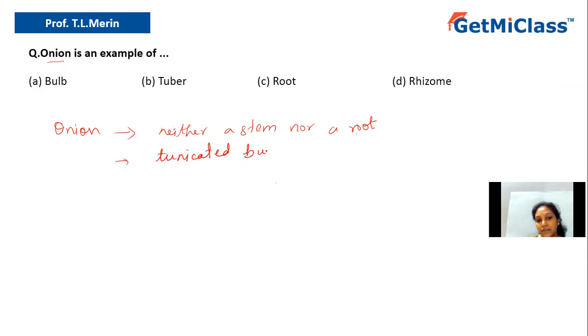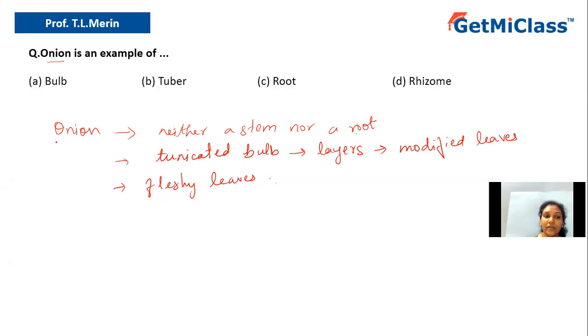tunicated bulb. Yes, so onion is a tunicated bulb, and the bulb consists of layers, right? The layers are nothing but modified leaves. Okay, and it encloses a tiny bud, and below it there are tiny roots. These modified leaves are fleshy in nature, so it consists of fleshy leaves. That is the part of the plant which we call onion.